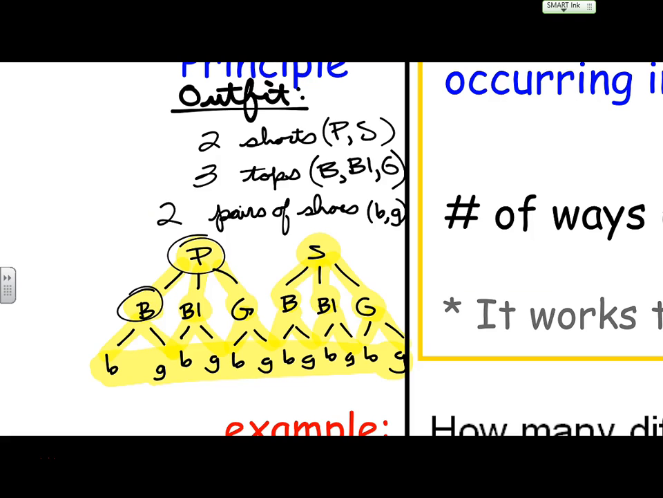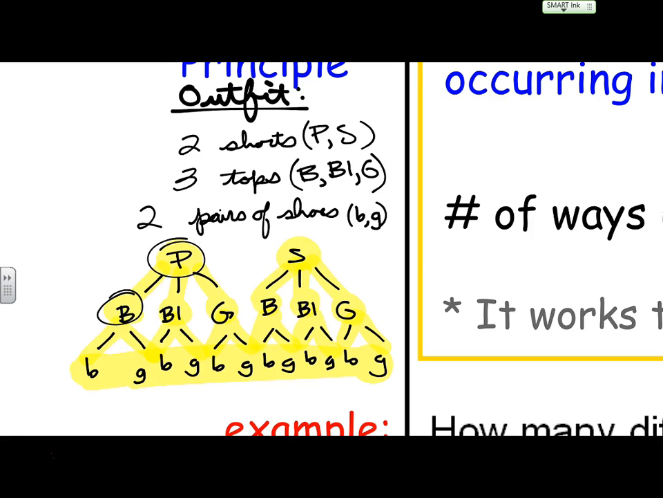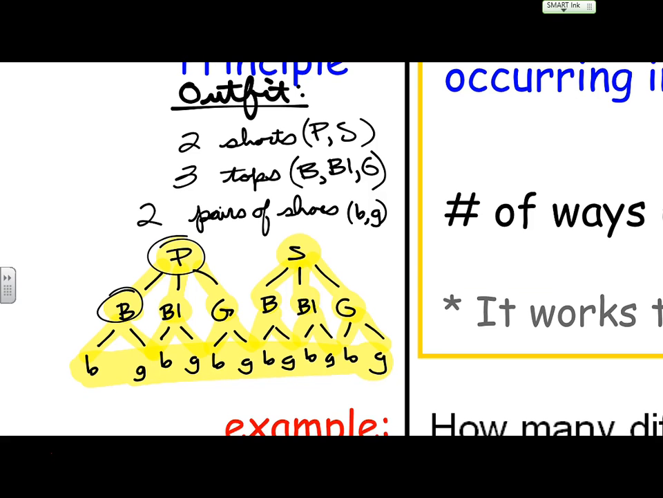Now, long story short, do we want to actually show that diagram of putting everything together every time? And the answer is no, right? We don't want to show that diagram. But does it at least kind of make sense why multiplication?